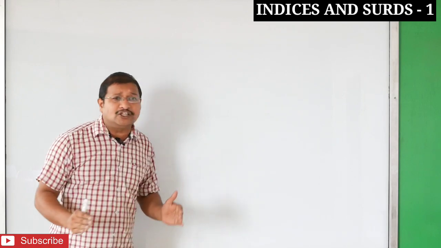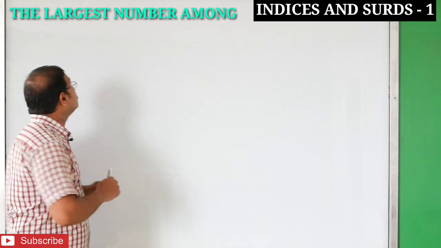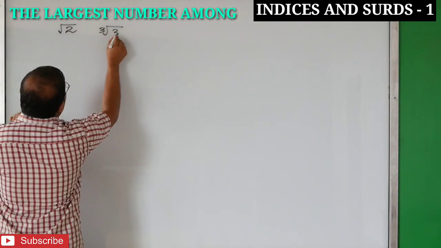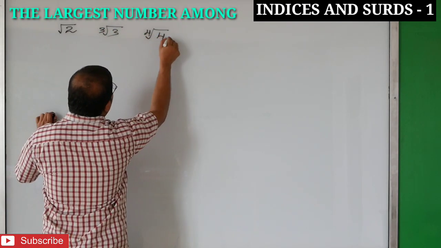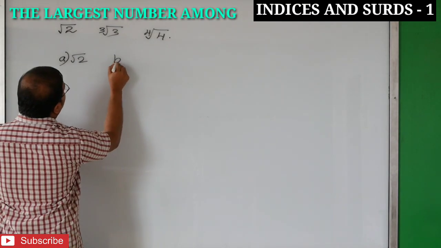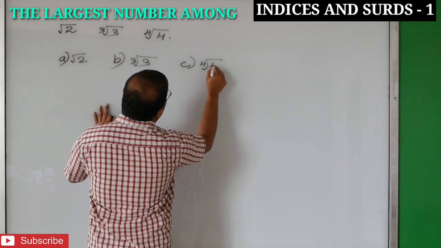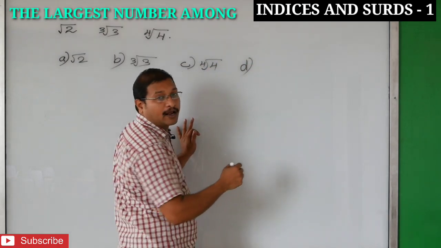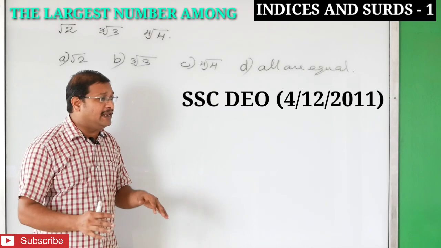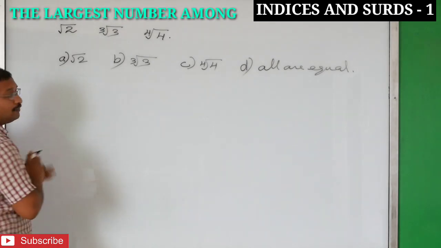Let us see now the questions based on comparison of surds. The first question: the largest number among root 2, cube root of 3, fourth root of 4. Option A is root 2, option B cube root of 3, option C fourth root of 4, and option D is all are equal. This question came in the SSC DEO 4/12/2011 question paper. Ready? So what will you do first?